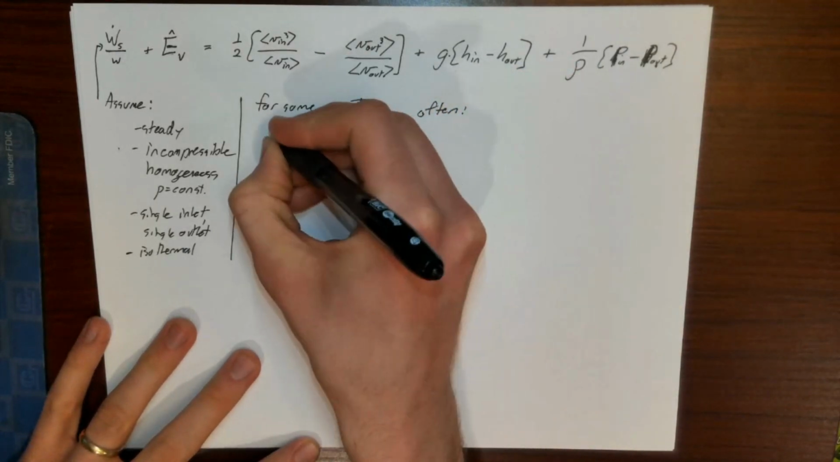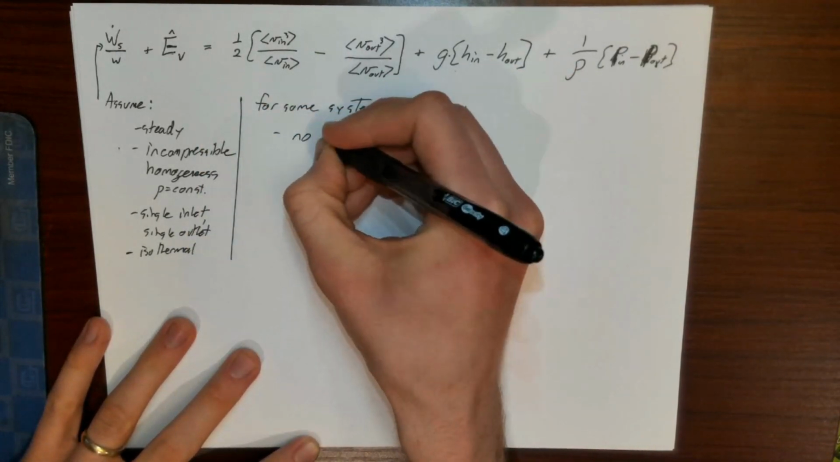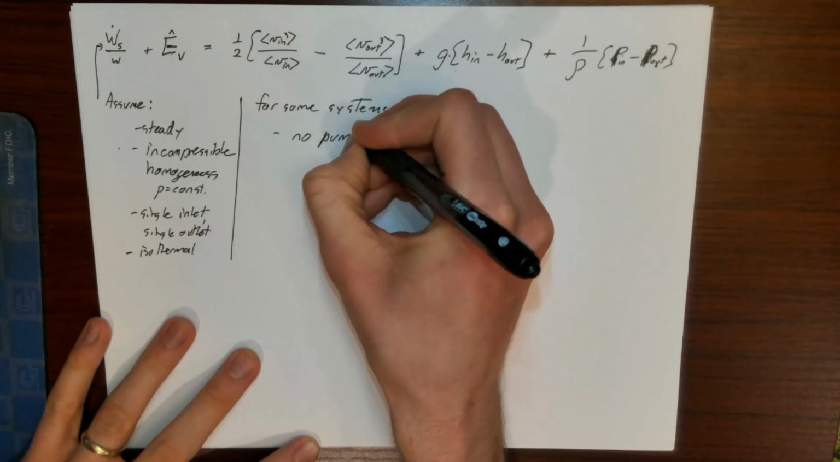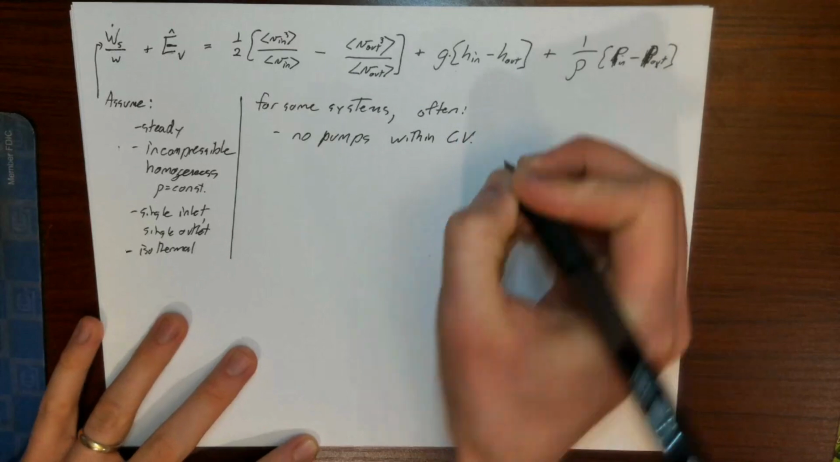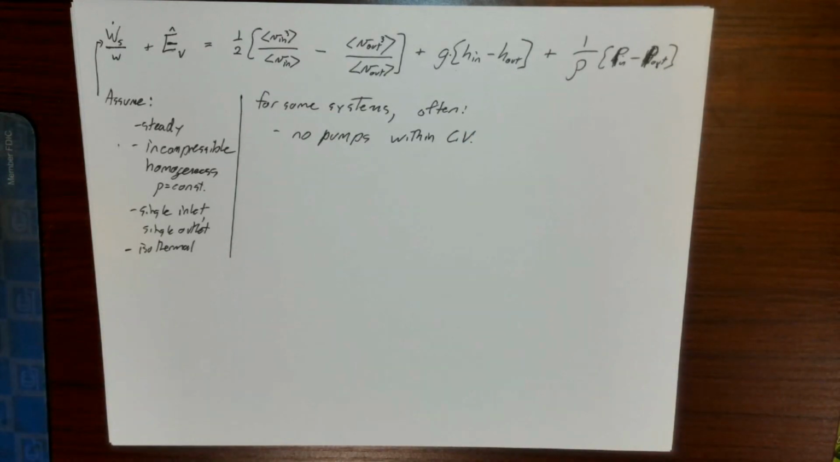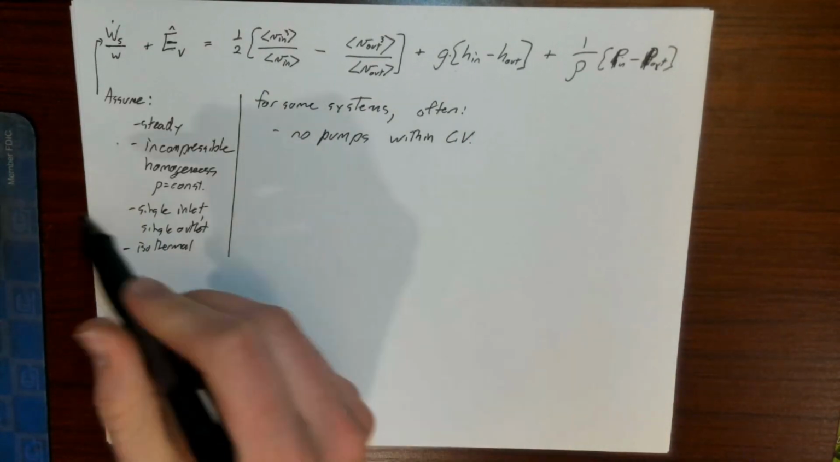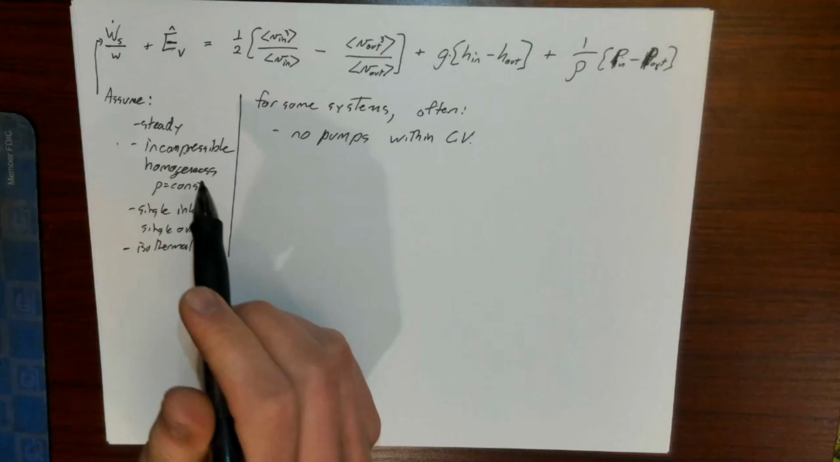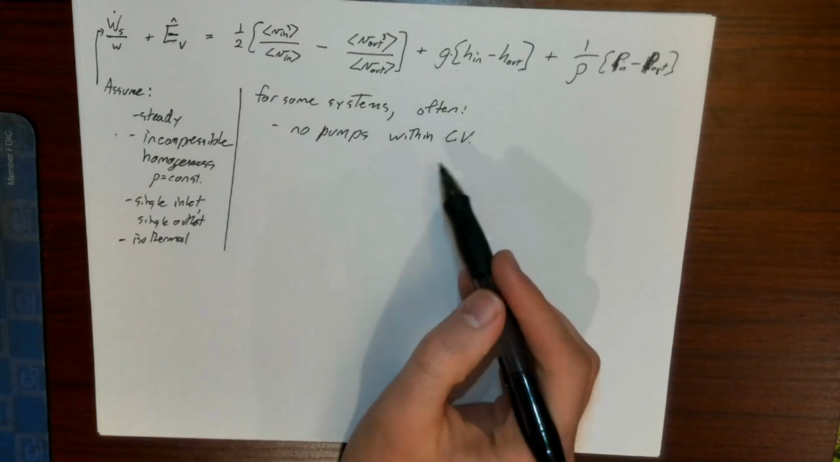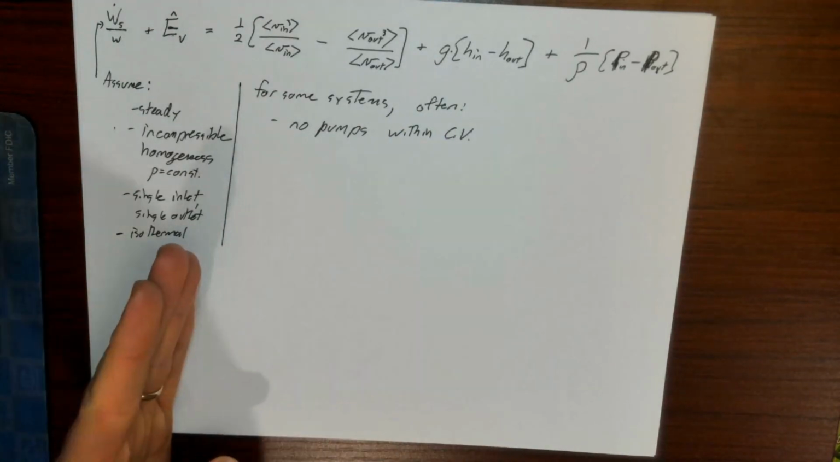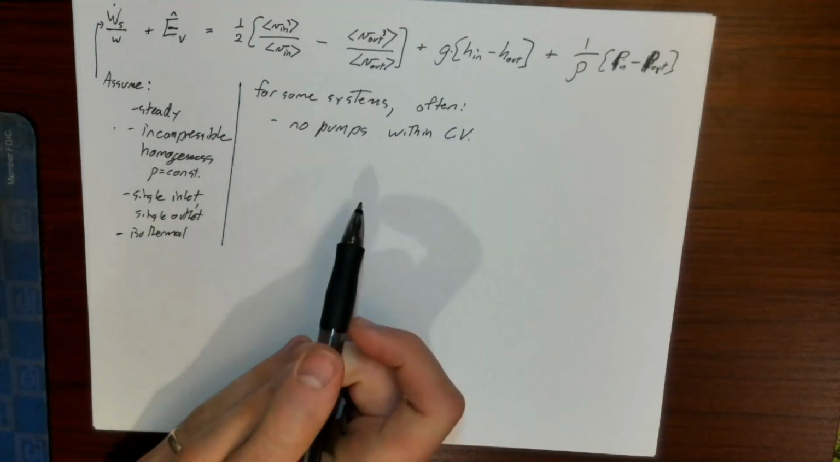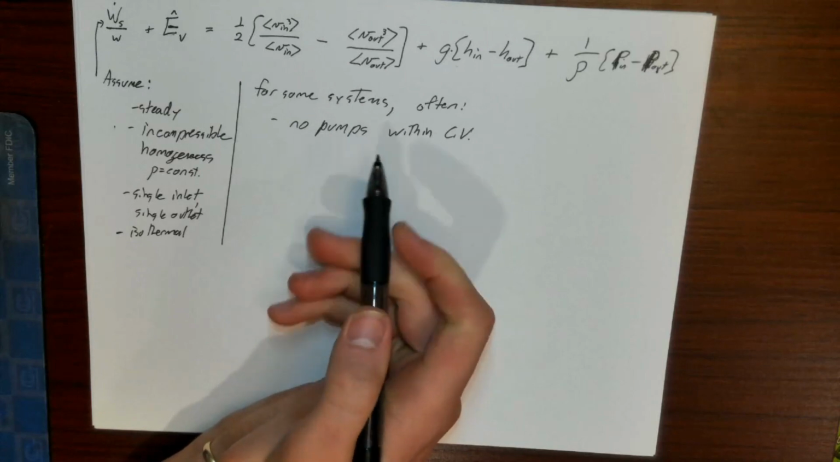often we have no pumps within the control volume that we define for the system. Maybe we have some pump upstream that's sort of generating pressure in some way or something like that. But a lot of times we might choose our control volume in such a way that the pump is sort of external to our system. So we don't have any pumps sort of within our control volume.